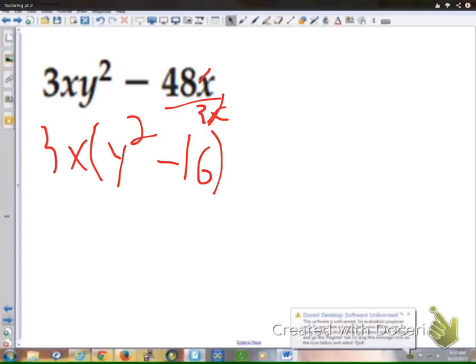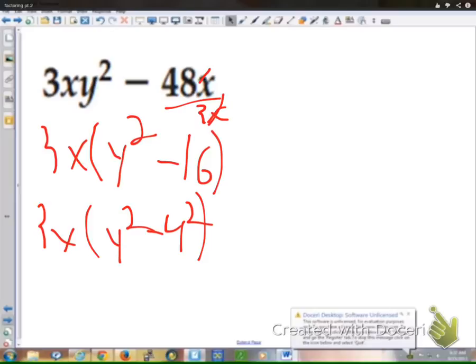Step 3, is it perfect square or cubes? Square. Perfect square. Made blatantly obvious by that. What's the square root of 16? 4. So I can rewrite this as 3x times y squared minus 4 squared, which is what you want to do. You want to write it as 2 squares. Then you say, oh, sweet, 2 squares.